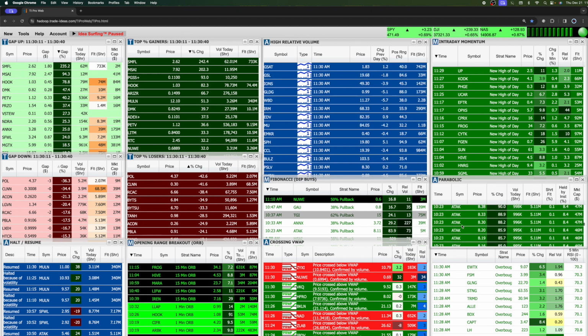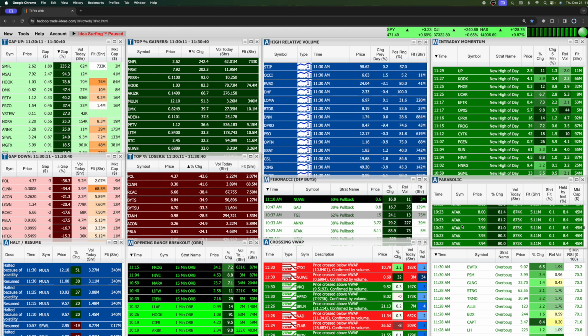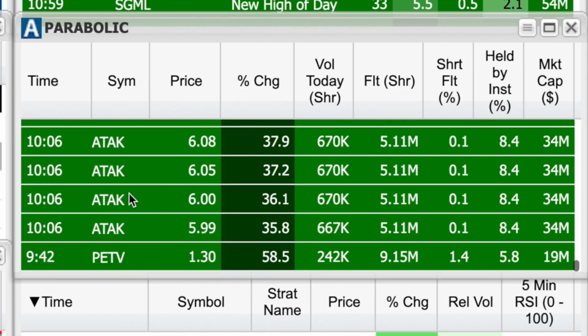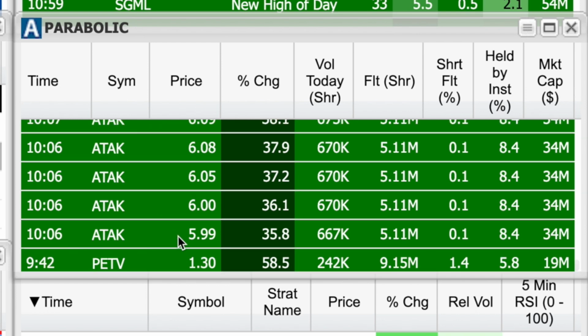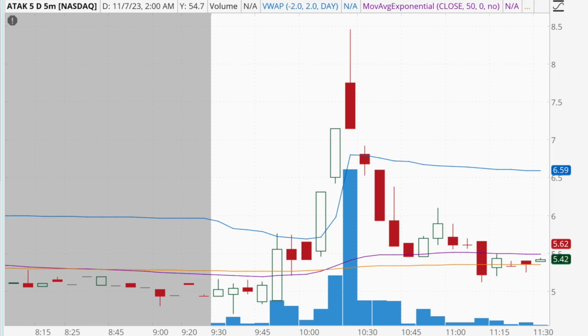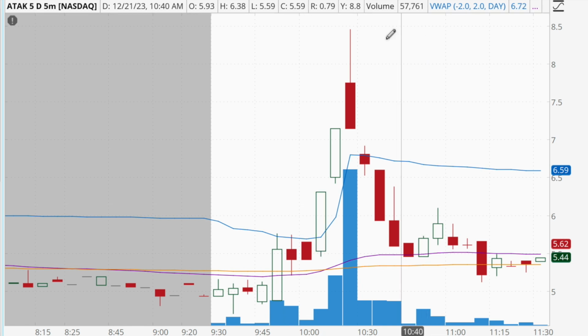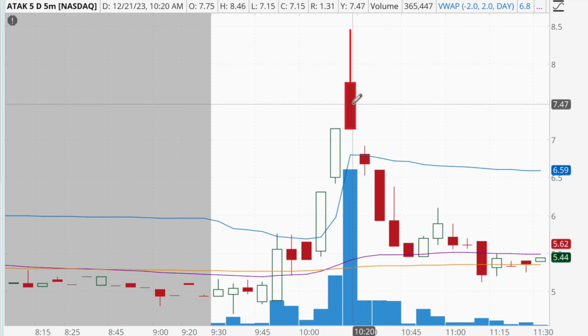So, like I said, I had a quick trade once again, and the trade was in the stock ATAK. We can see that this was initially starting to hit the parabolic scanner at $5.99. If we take a look here at the chart, it was hitting the scanner right at $5.99 initially. Like I said, if you're quick and you're watching the scanner in real time, you're able to get into these quick trades when momentum is picking up. So there would have been an opportunity there to buy into this in the low sixes, and then it ran all the way up to a high of $8.46. So you could have had a really nice scalp to the upside from that trade.